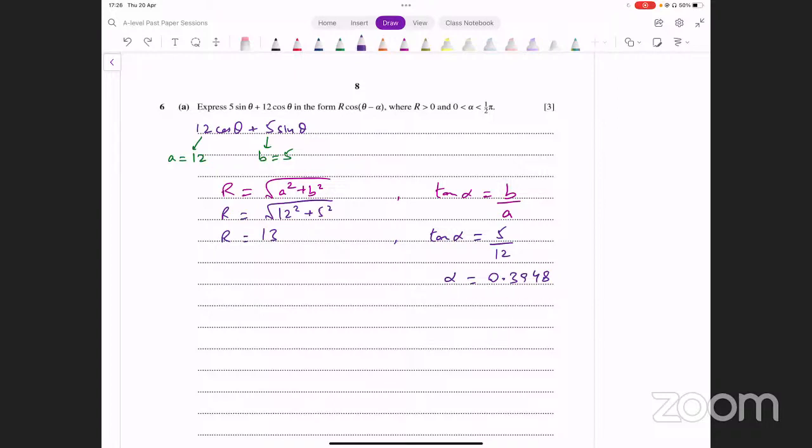So now what's the form that we were looking for? r cos(theta minus alpha). उस फॉर्म में लिखेंगे तो ये क्या हो जाएगा? 13 cos(theta minus 0.3948). And that's the form that you were looking for. ये आपने इस form में convert कर लिया, ठीक है? So that's done. That was the first part of this question.